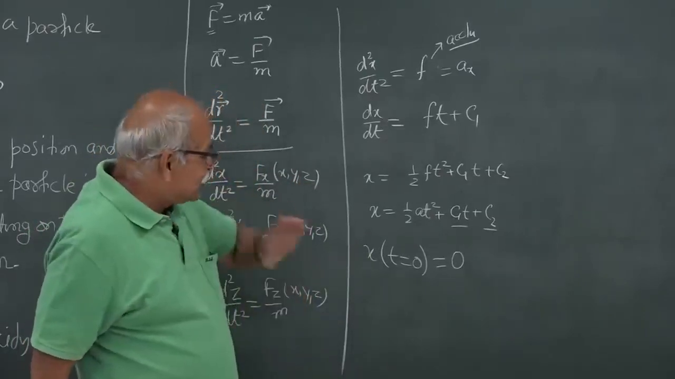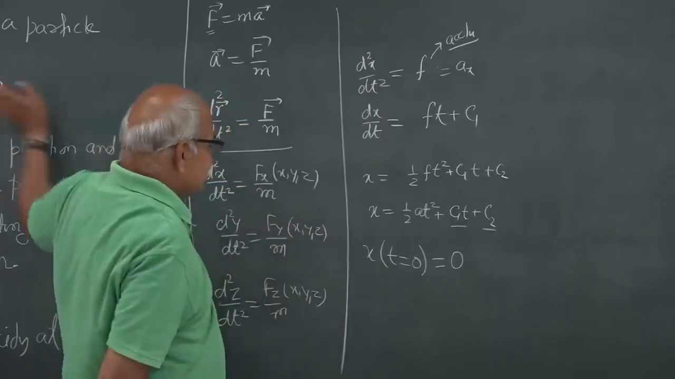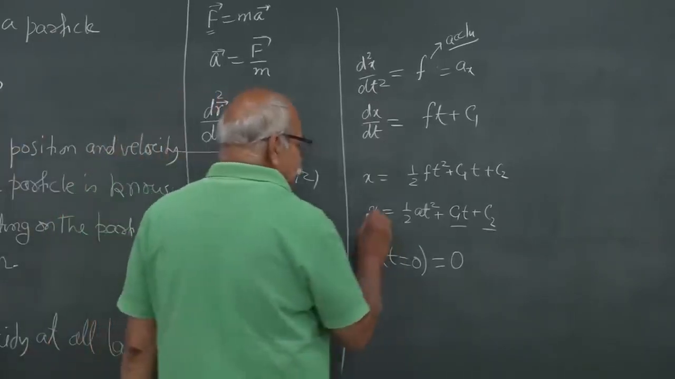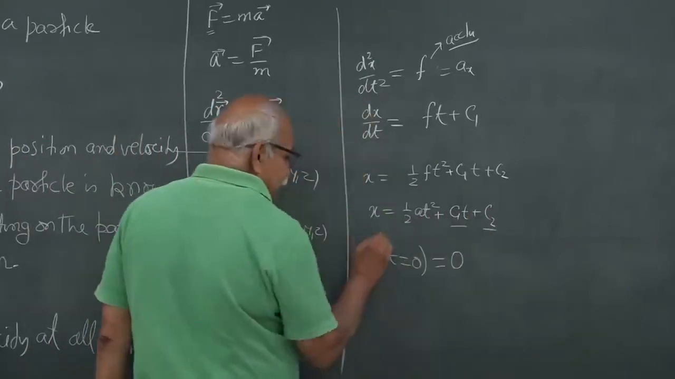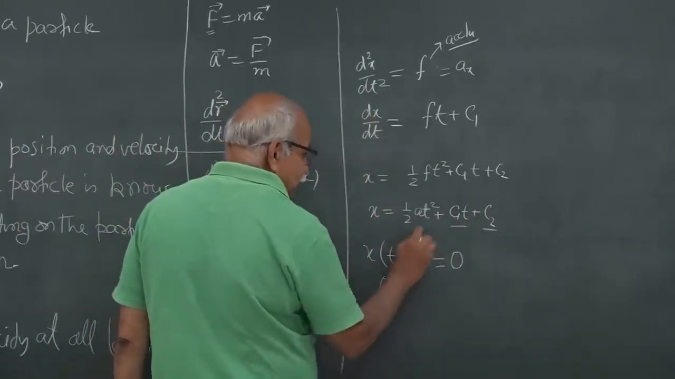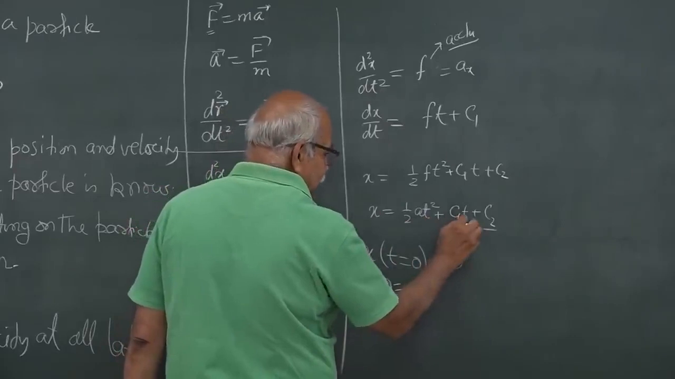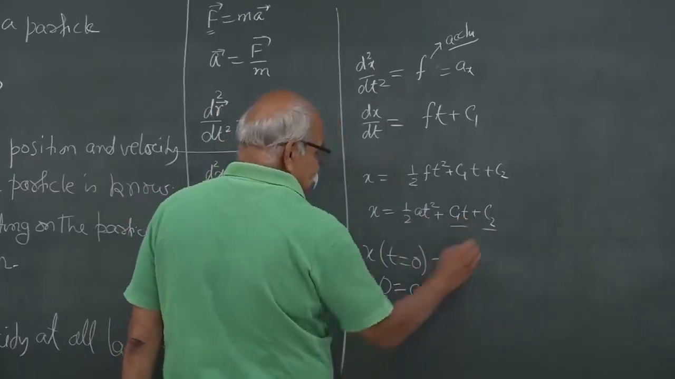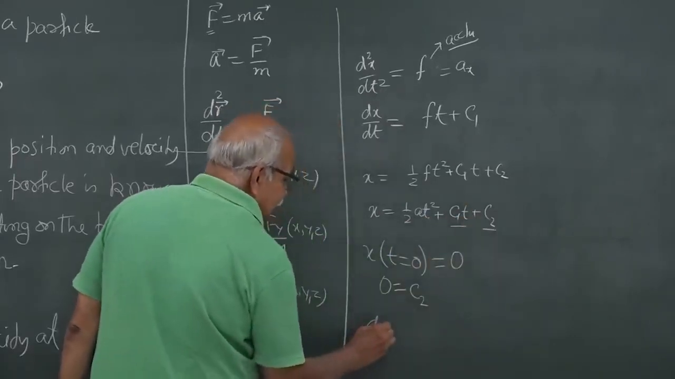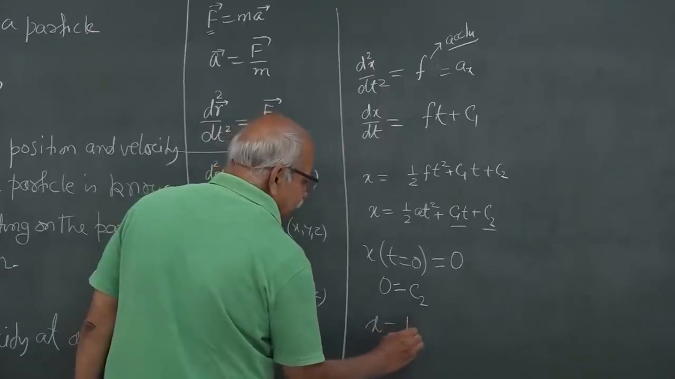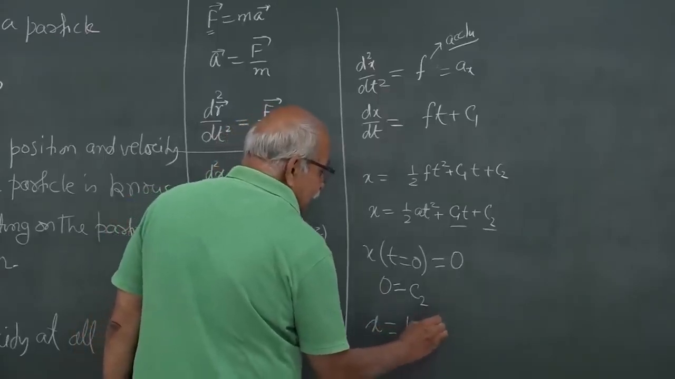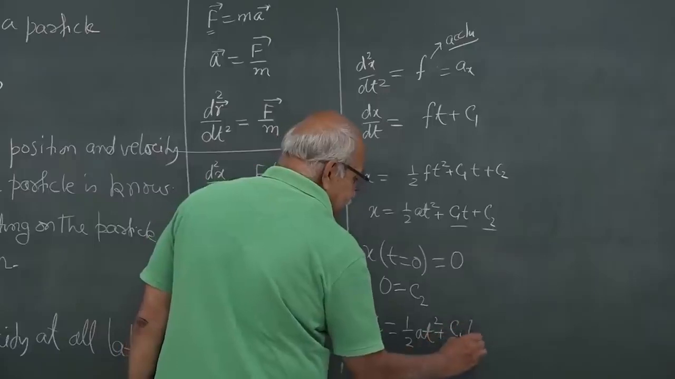So, if you have chosen this particular position at t equal to 0 to be 0, you can put it here. What do you get? 0 is equal to, t is equal to 0, so this is 0, this is 0, c2. So c2 is 0. So you have x is equal to half a t square plus c1 t.